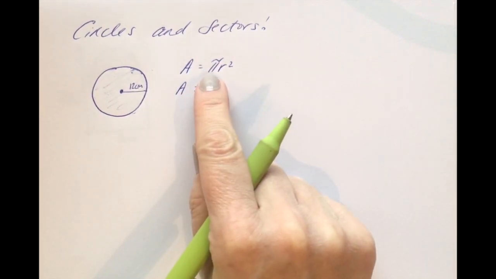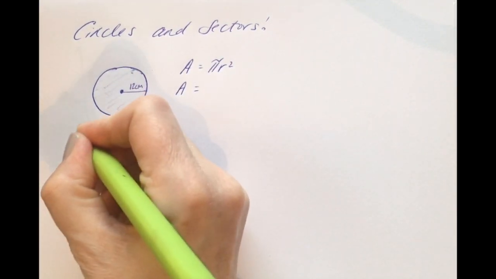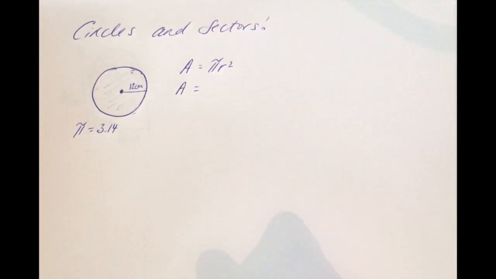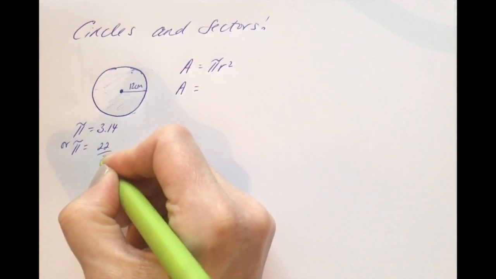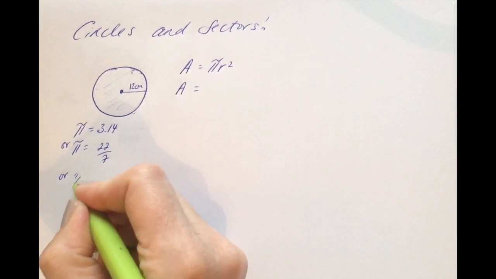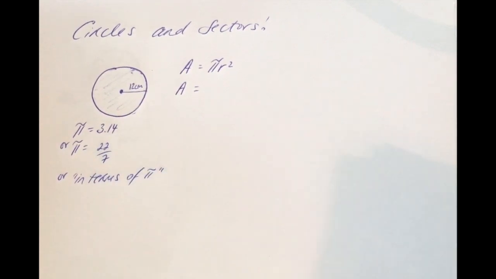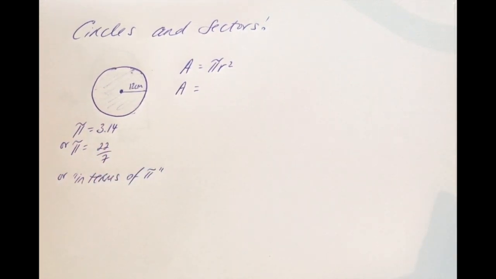Now when it comes to pi, there's a couple of things you're going to have to look out for in the question. They may tell you to take pi as 3.14, or they may tell you to take pi as 22/7, or they may ask you to do it in terms of pi. I'm going to do it all three ways just so you know exactly what to do no matter what way the question asks you to take pi.